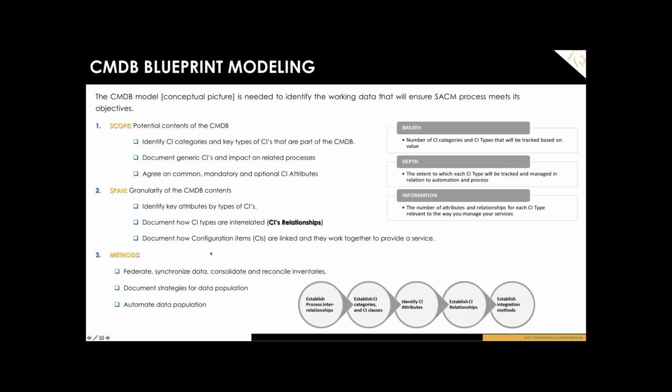So we talked about the goals, we talked about the process, but what is the CMDB blueprint model? That's a question that always comes back. What is that conceptual model on paper? A model is defined into 3 steps: scope, span, and methods. By scope, we mean what will be the potential content of that CMDB. So what are the categories and CI types that should be part of the CMDB?